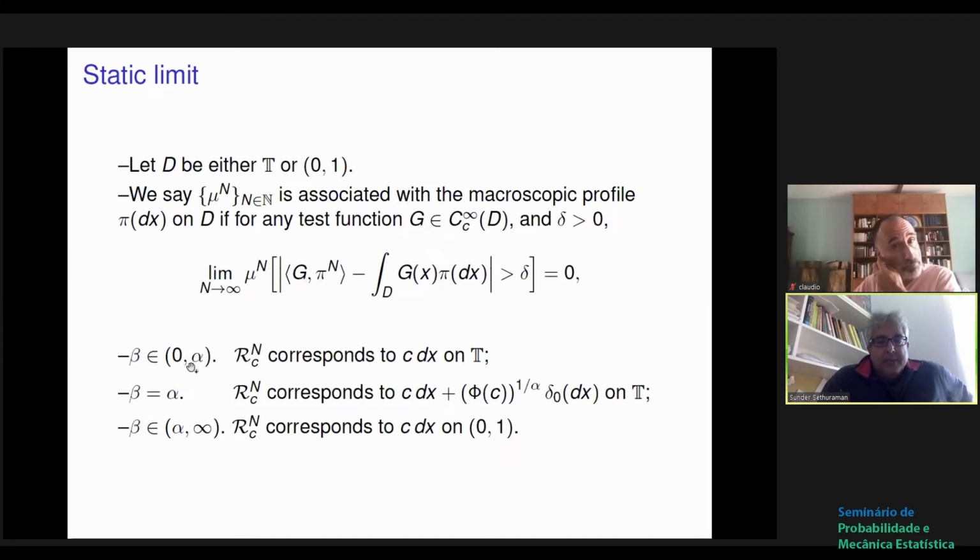Putting that together with respect to this empirical measure, we see that if beta is less than alpha, then you don't feel the slow site, and you're just going to this constant. This is all with respect to the invariant measure. If beta is equal to alpha, you're picking up a point mass. And if beta is bigger than alpha, and you restrict your test function to the open interval 0 to 1, then you're also picking up just a constant. So we're avoiding the slow site in this last result.